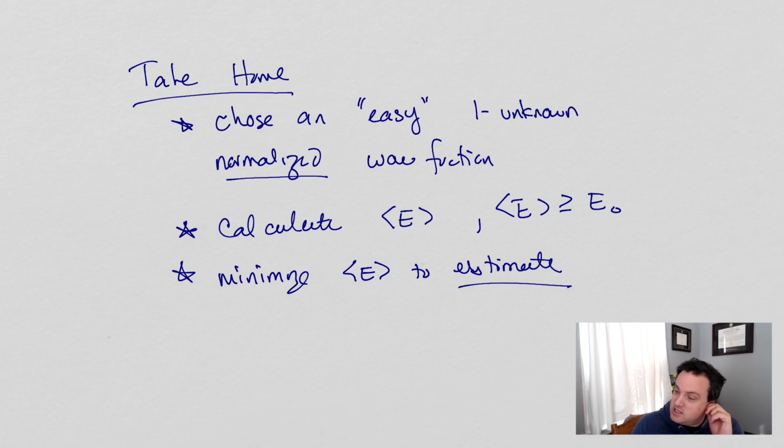So now let's just wrap up with our take homes. First, choose an easy function when you do this. You want something that's normalized, you want something that's easy to integrate, and, since we're doing an approximation method, use your best guess as to what the approximate solution looks like. Then calculate the expectation value of the energy, knowing that it is always going to be greater than or equal to the energy of the ground state, and then minimize the expectation value of the energy in order to actually do that estimate.